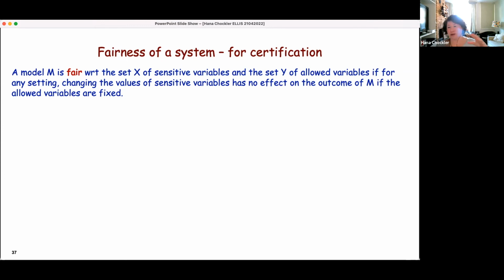So in other words, if we have Jane, who is a woman applying for a mortgage, and she has this salary, education, current house price, etc., and salary is an allowed variable. Keeping salary fixed and changing Jane to John, the male, will not change the outcome of the mortgage application, whether it's going to be given or not.